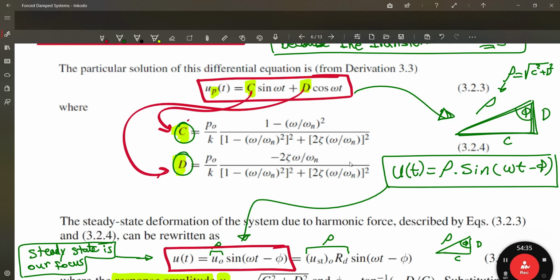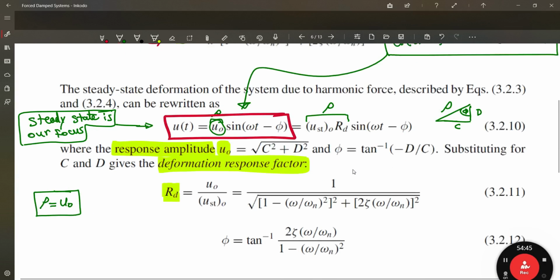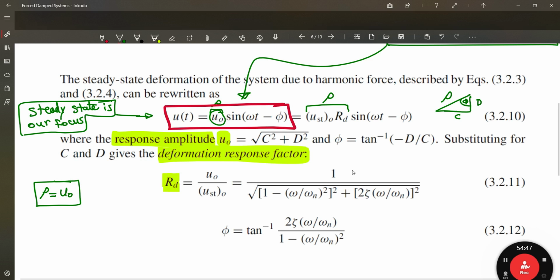You're going to find in the textbook they used u naught. So it is okay. U naught or rho, it is no problem here. They have the same meaning for us. Okay, there is no difference in this case. And here, as you know, this u naught from the previous video, we found that it equals u static naught times Rd, the maximum static response times the response modification factor. Right? This is what we have said before. And this u naught, as I said, is the same as rho. It's only a different notation, but they represent the same thing.